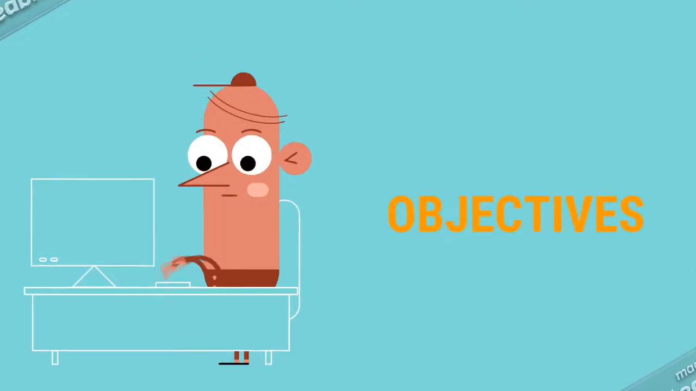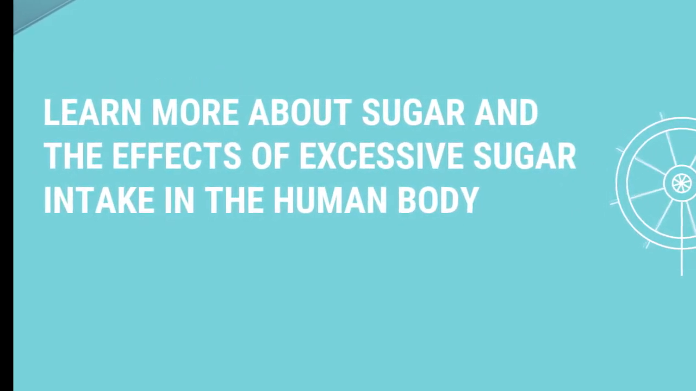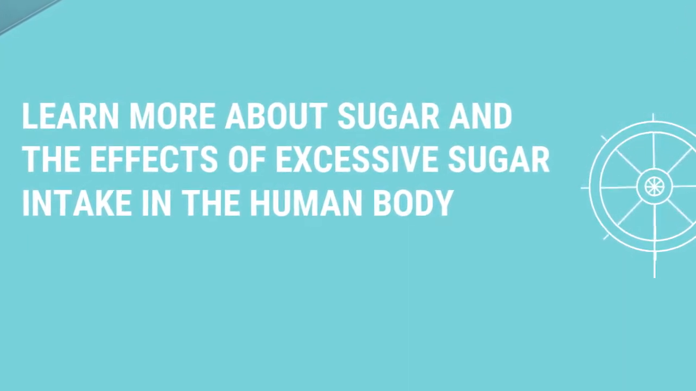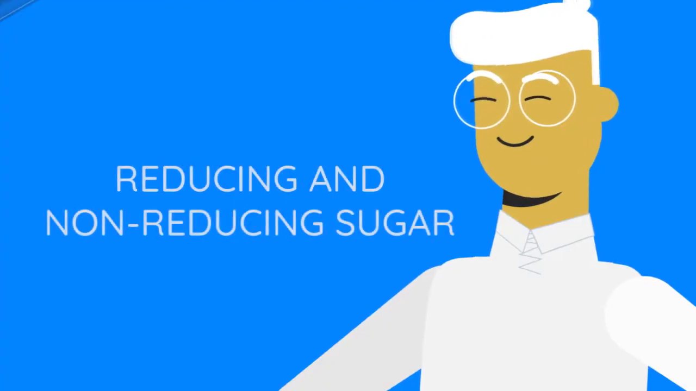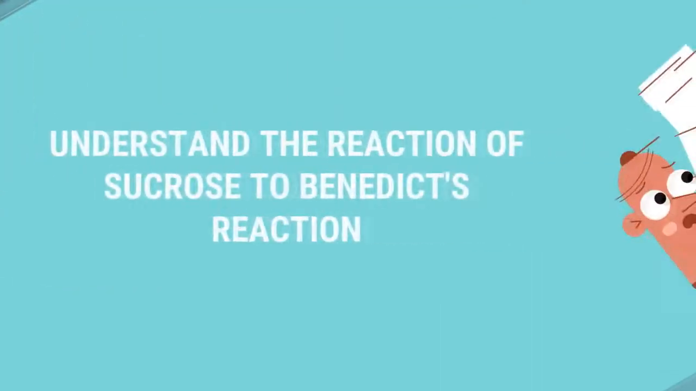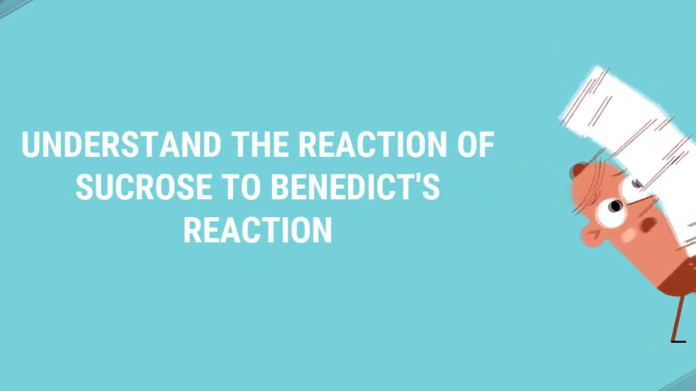So these are the objectives of our presentation. At the end of the discussion, students will learn more about sugar and the effects of excessive sugar intake in the human body. They will also know the differences between reducing and non-reducing sugar, and they are going to understand the reaction of sucrose to Benedict's test.